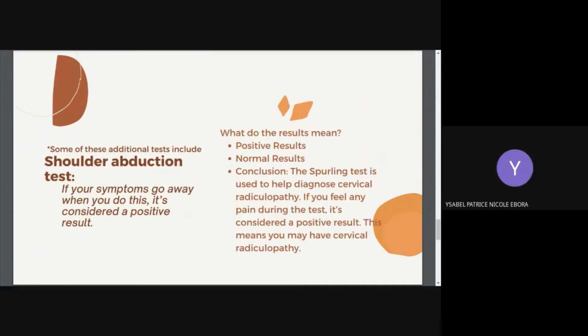Some of these additional tests include shoulder abduction tests, which involve placing the palm of your affected arm over the top of your head. And if your symptoms go away when you do this, it's considered a positive result.